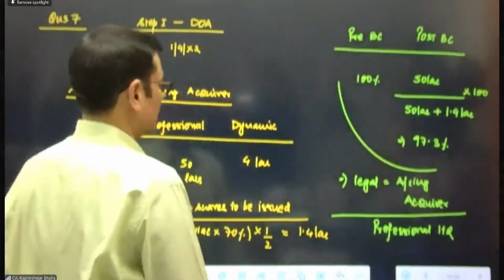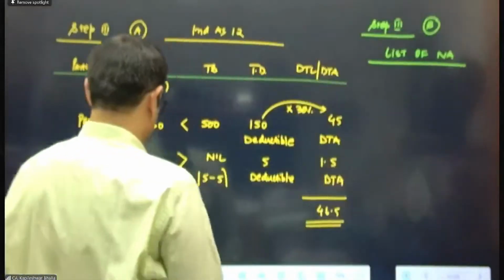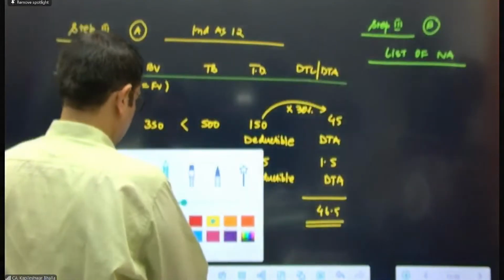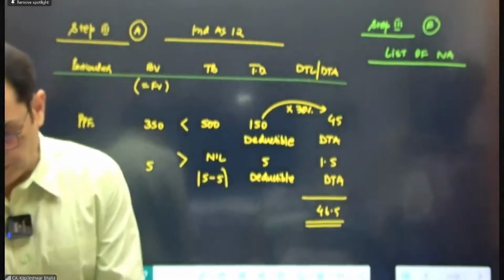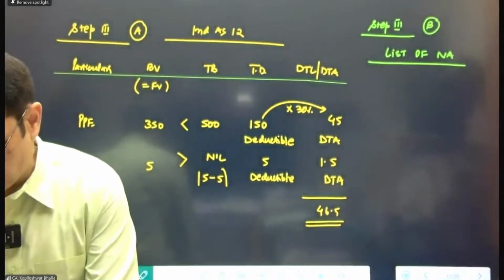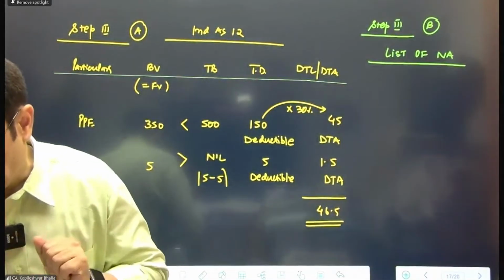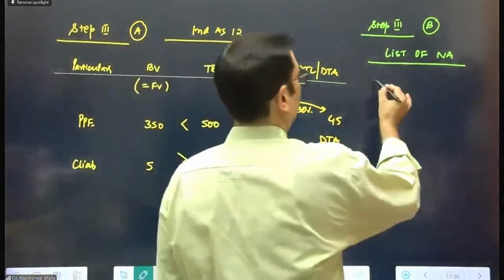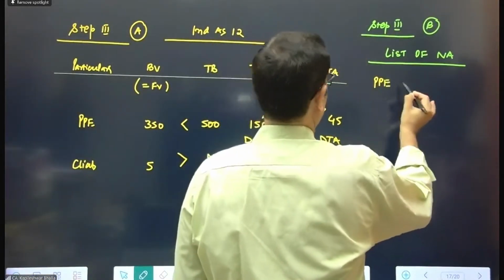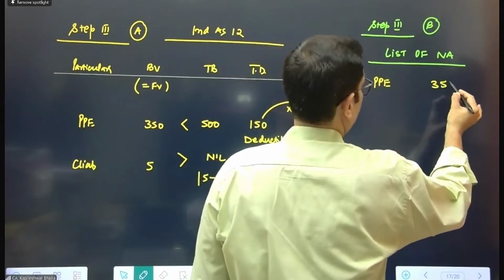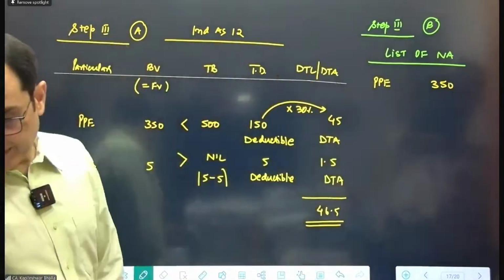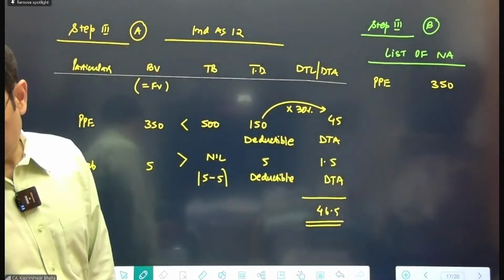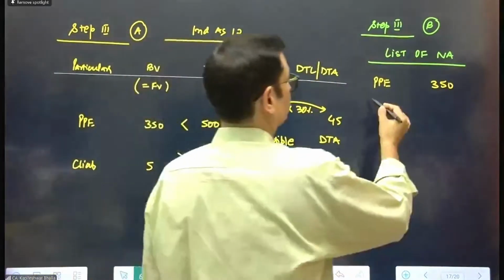Yes, sir. So let's organize the list. Let me pick up the information from the question. If you go step by step, trust me, it's very easy. So PPE has got a fair value, that is 350. The next item in the balance sheet is investments, that is 100.